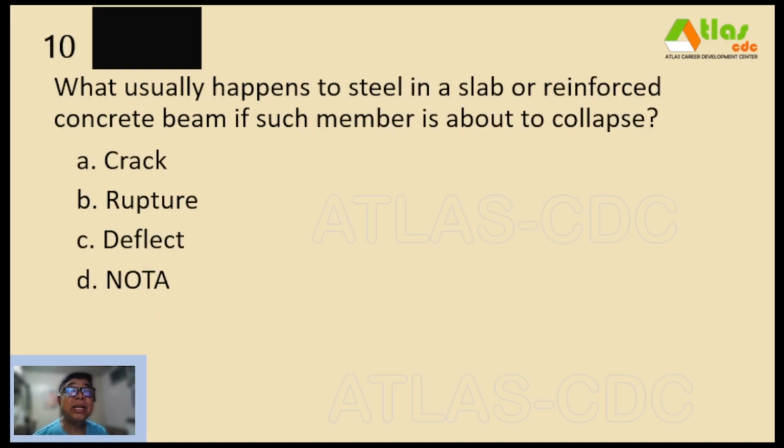Number 10. What usually happens to steel in a slab or reinforced concrete beam if such member is about to collapse? A. Crack, B. Rupture, C. Deflect, and D. None of the above.